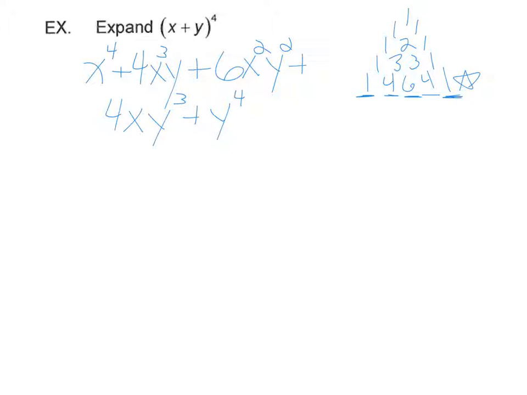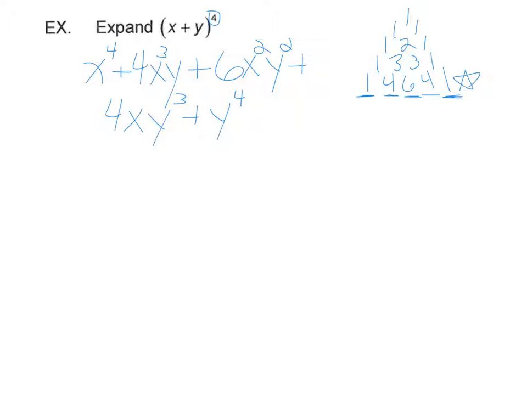So whenever you check it, the exponents on your variables should always add to equal the original. So I have an x to the fourth, and then x to the third and y to the first. 3 plus 1 is 4. The next term, 2 plus 2 is 4, and so on. So the exponent should always add back to the original.